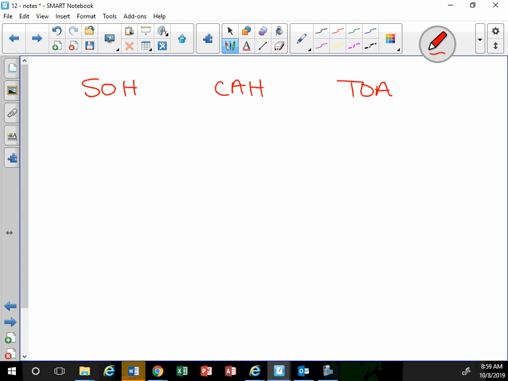So SOHCAHTOA. Sine is opposite over hypotenuse. SOH. Then CAH is cosine. What is the A? Adjacent, and I'm abbreviating a lot. Over hypotenuse. TOA. Tangent is opposite over adjacent. Is this familiar to you? Yes. Okay, good.